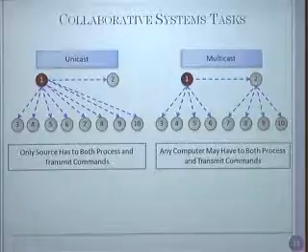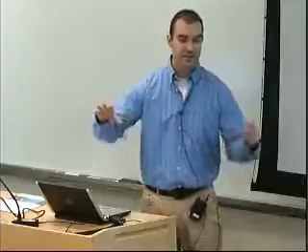Yes? Can I ask a clarifying question? Yep. So multicast in this case is not the multicast routing protocol like big in the 90s for doing big collaborative applications? So I'm looking at application layer multicast.